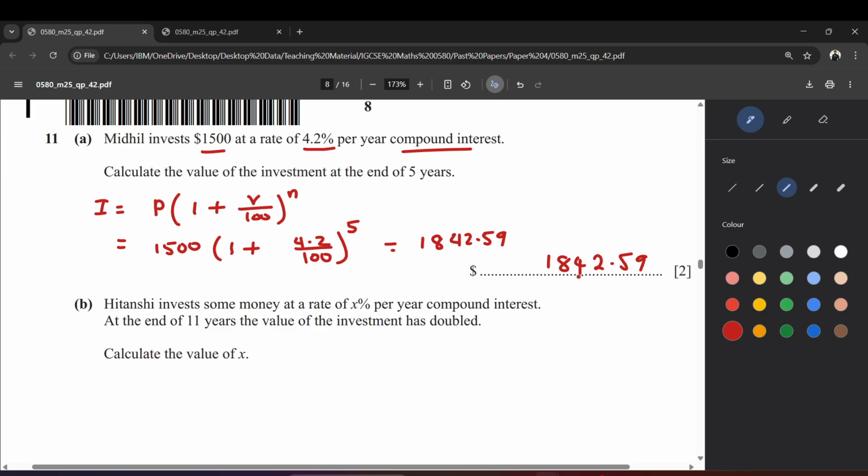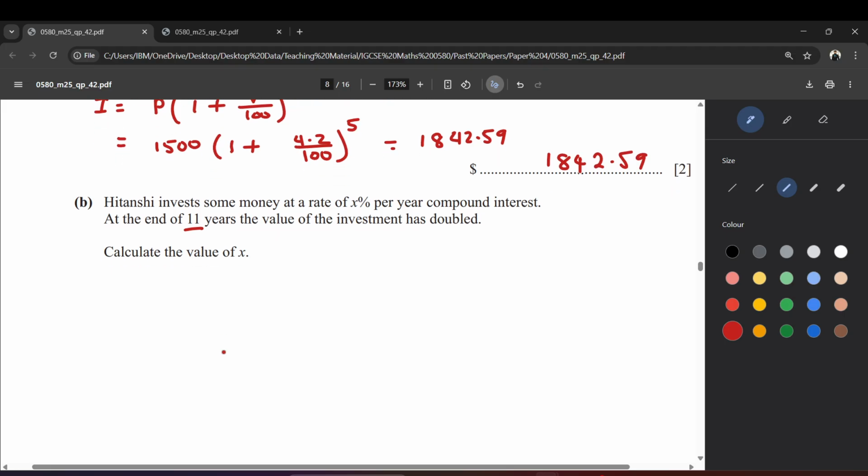Okay. Part B says Hitanshi invests some money at a rate of x% per year compound interest. At the end of 11 years, the value of the investment has doubled. Calculate the value of x. Okay. Now look, the question has changed a little bit, but it is still a question of compound interest, right? So I'm going to still write down the formula first. Now let's see. It hasn't given you the principal amount. It hasn't given you what was the exact value of the investment.